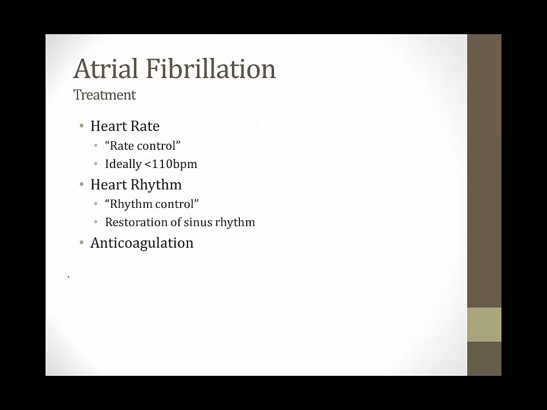Now let's talk about the treatment for atrial fibrillation, and there are three arms of treating atrial fibrillation that I encourage you to think about separately. When we treat a patient with atrial fibrillation, we first treat the heart rate. This is called rate control, and ideally we want the heart rate in atrial fibrillation to be less than 110 beats per minute. The second thing we treat is the heart rhythm. This is called rhythm control, and this involves restoration of sinus rhythm. And then the final arm of treatment is anticoagulation to prevent the development of thrombus and stroke.